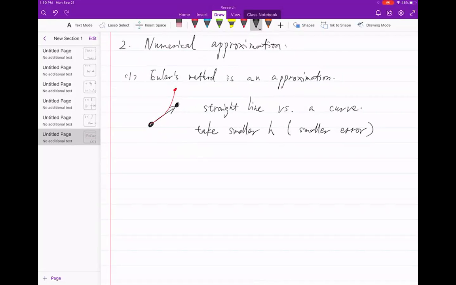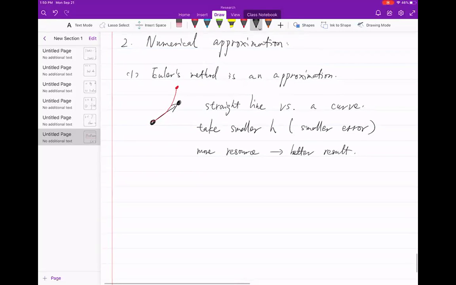From here, you can see more points means more memory. More points means more computation. So basically what you're trying to do is throw in more resources to get a better result. That's good. Better results. Okay. This is the first thing we want to talk about.